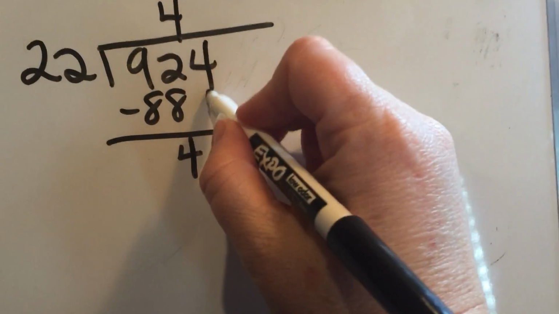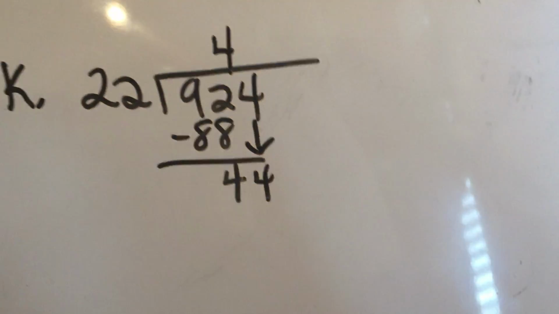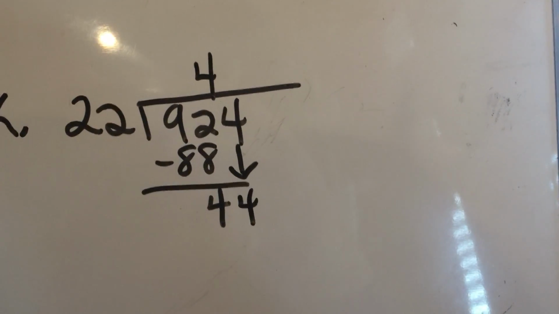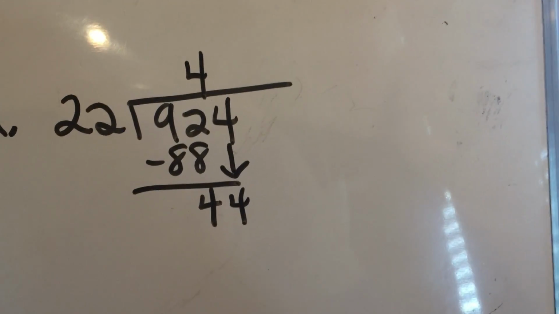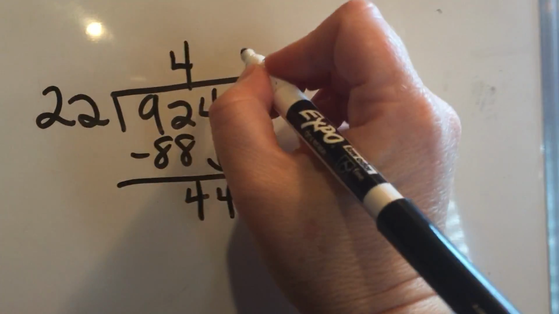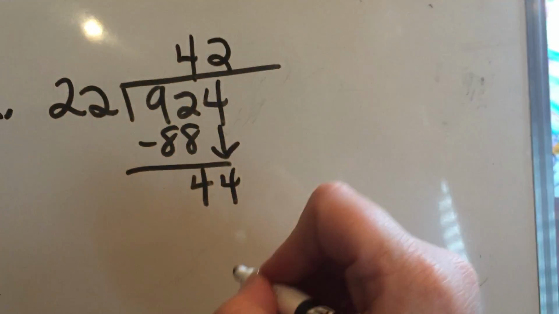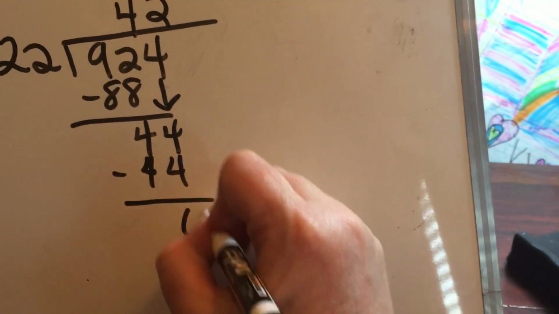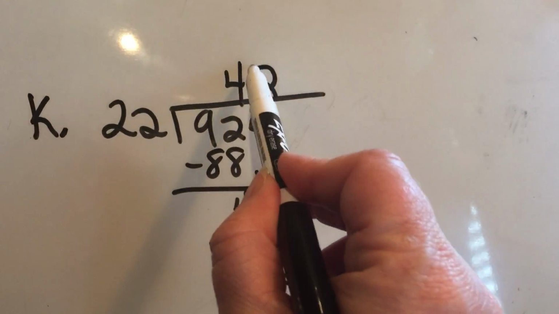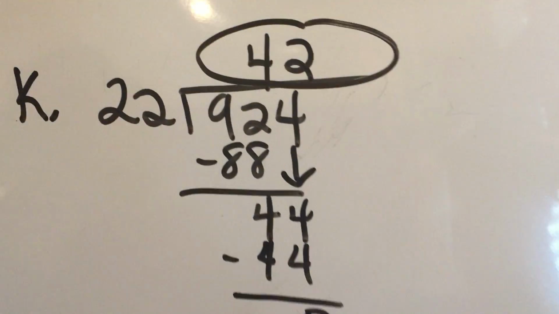Bring down the 4. We have 22 divided into 44. 22 times 2 is 44. 2 times 22 is 44. 0. Answer to K is 42.